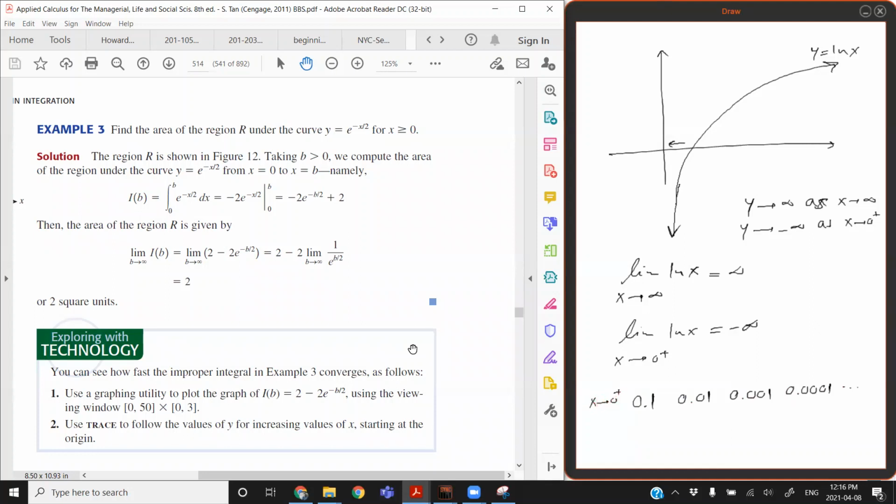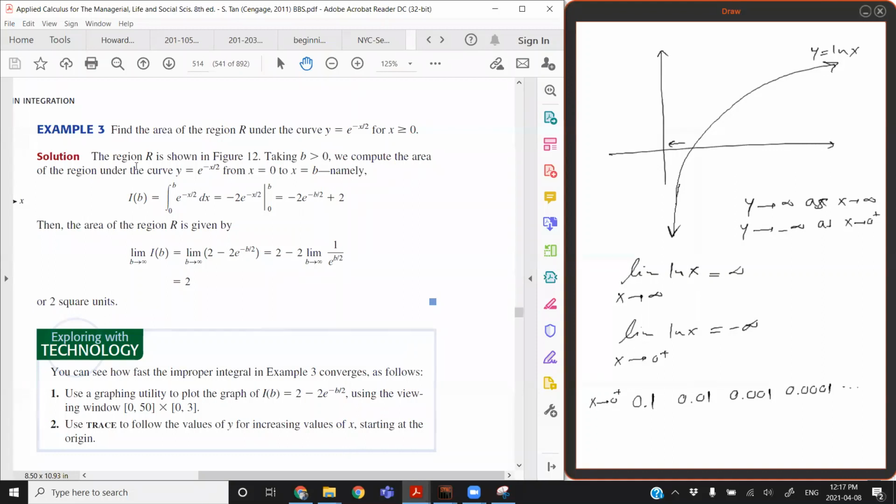And you can just grab your calculator and try that. What happens if you calculate ln of 0.1, and then ln of 0.01, and then keep doing that? Then the y values are going to keep decreasing and going down to minus infinity. So that's the meaning of approach. As x gets closer and closer to 0, that's what you can see here in this diagram. As x gets closer and closer to 0, the y values are going to decrease without bounds. They're going to go to negative infinity.